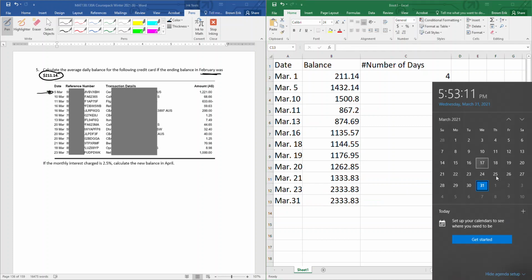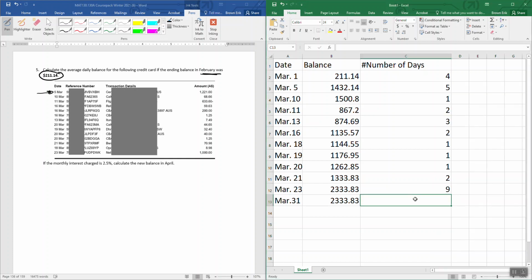Let me demonstrate that here. I'm starting on the 23rd and I'm counting how many days does it remain at that balance. So 1, 2, 3, 4, 5, 6, 7, 8 days. Yeah, so I'm not sure what I was thinking there. And then April 1st, it becomes a new balance.